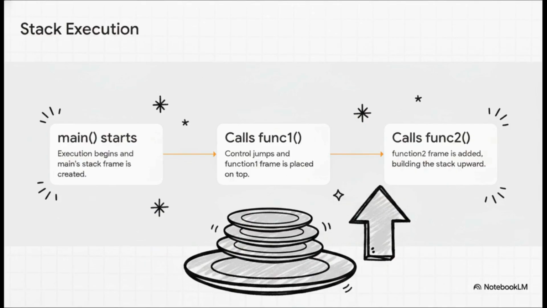Then, let's say main calls function 1. The control flow jumps over, and a brand new stack frame for function 1 is generated and placed directly on top of the main frame. Next up, function 1 calls function 2. Instantly, a third stack frame is created for function 2 and placed right on top of function 1. So as you can see, the stack is literally building upward, layer by layer, with every single new function call.